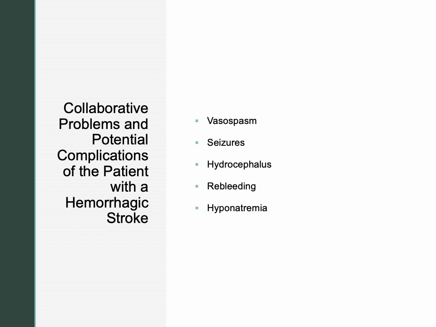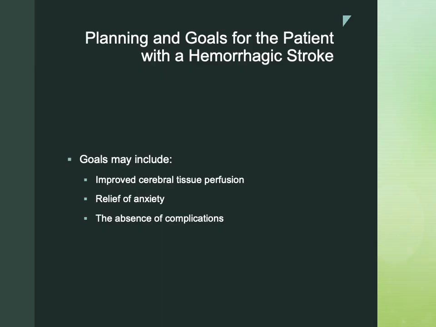Hypertension is the most serious and modifiable risk for rebleeding. Hydrocephalus, we're usually fixing that with a shunt, whether that's external initially or an internal long-term. Hyponatremia, because of a subarachnoid hemorrhage, can also cause some of the vasospasm. So we're just going to monitor their labs and electrolytes. Planning goals for a patient with a hemorrhagic stroke: improve perfusion, hopefully relief of anxiety, and then absence of complications. Again, that's supportive care.